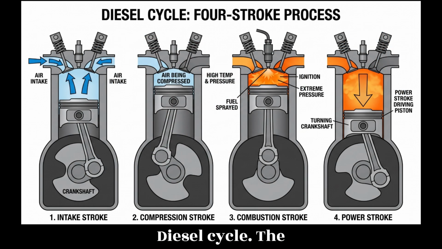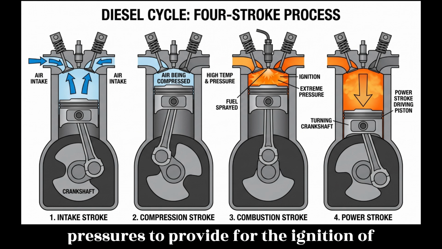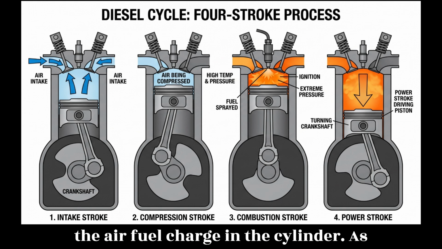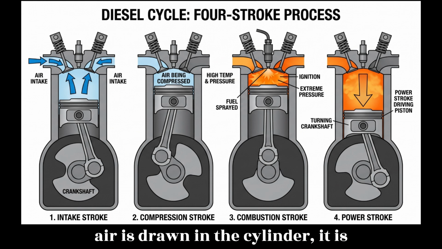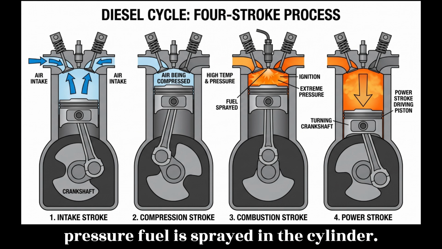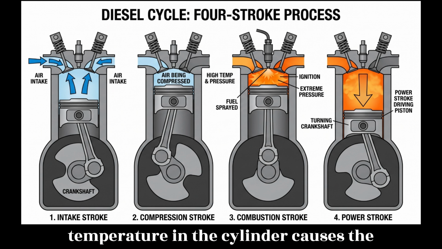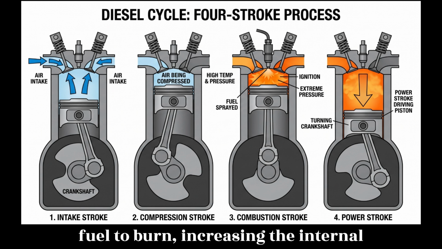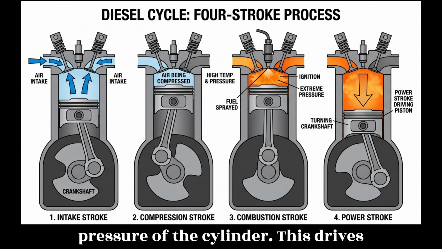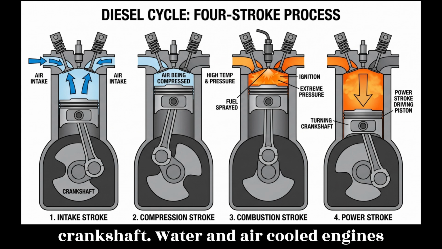Diesel cycle. The diesel cycle depends on high compression pressures to provide for the ignition of the air-fuel charge in the cylinder. As air is drawn in the cylinder, it is compressed by a piston and, at maximum pressure, fuel is sprayed in the cylinder. At this point, the high pressure and temperature in the cylinder cause the fuel to burn, increasing the internal pressure of the cylinder. This drives the piston down, turning or driving the crankshaft.